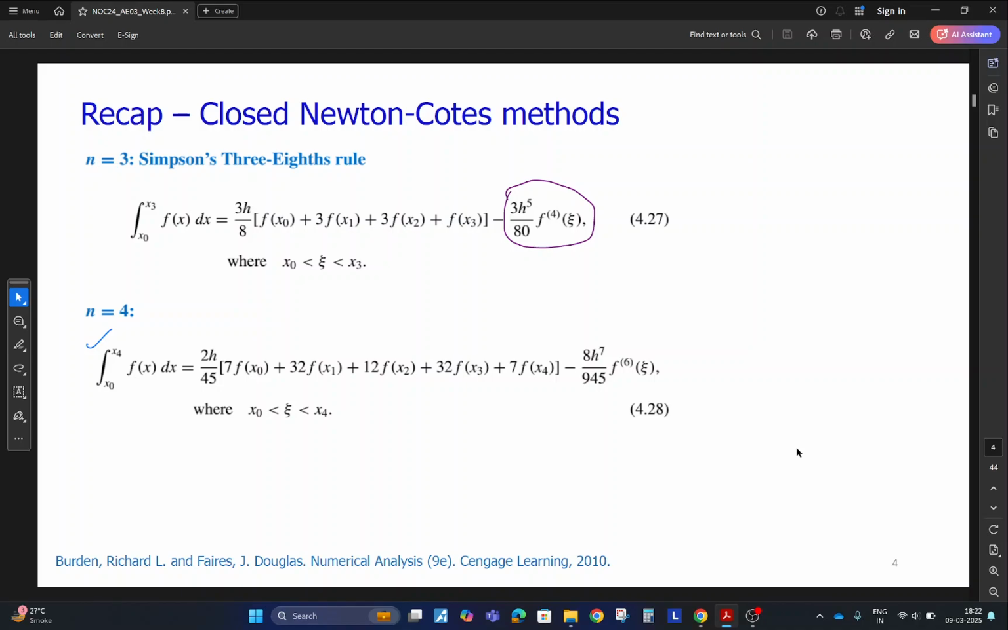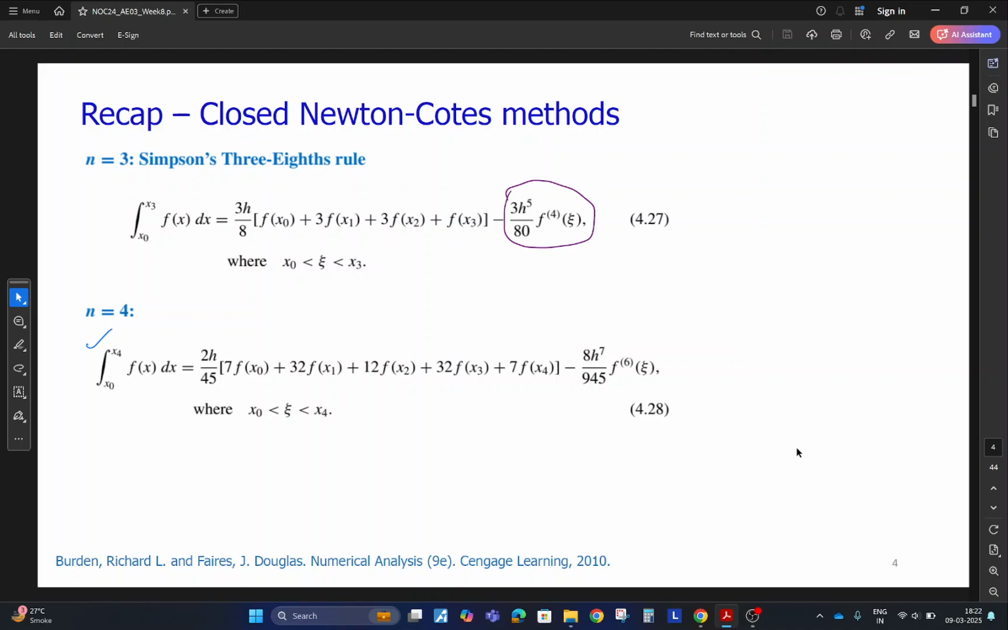Further, when the parameter n is increased to 4, we now have an additional integration point, and the formula takes on the form integral x0 to x4 f(x) dx equals 2h by 45 times 7 f of x0 plus 32 f of x1 plus 12 f of x2 plus 32 f of x3 plus 7 f of x4 minus 8 h power 7 by 945 sixth derivative of f evaluated at xi, where xi is a point lying between x0 and x4.